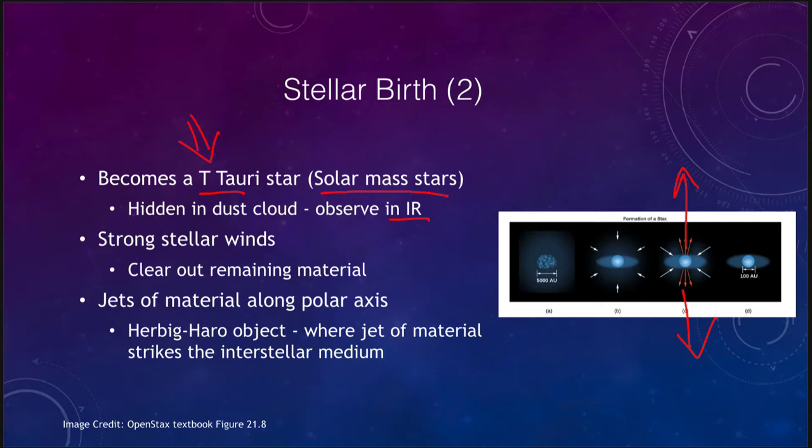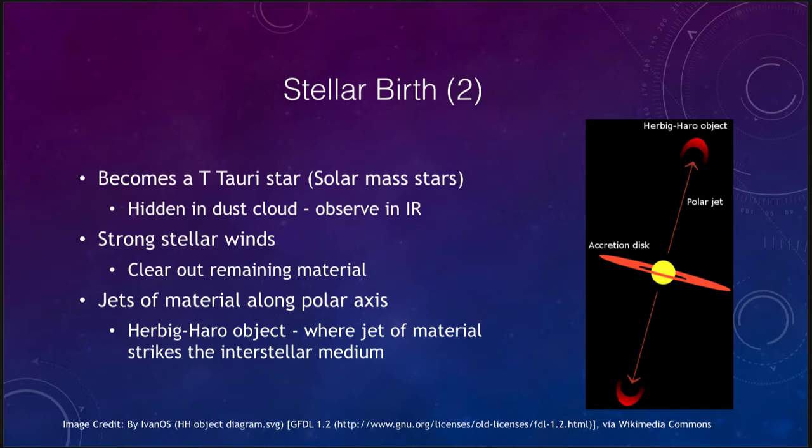Now, what those jets do as they come out is to impact into that remaining material. So we form what we call a Herbig-Haro object, named after the two astronomers who studied these very early on. And here we have the protostar at the center. So the protostar is in here at the center.